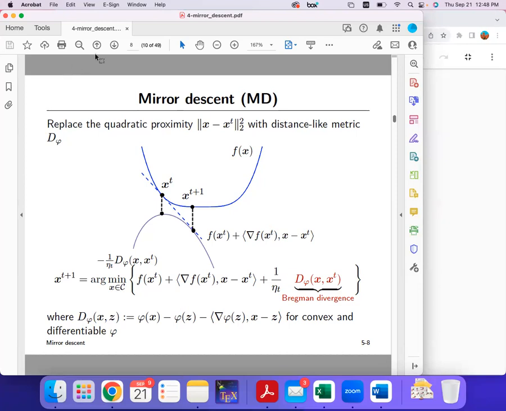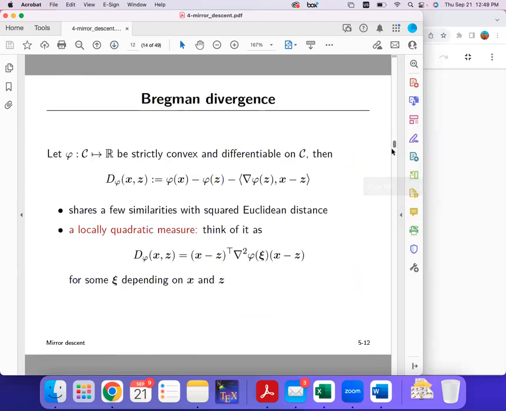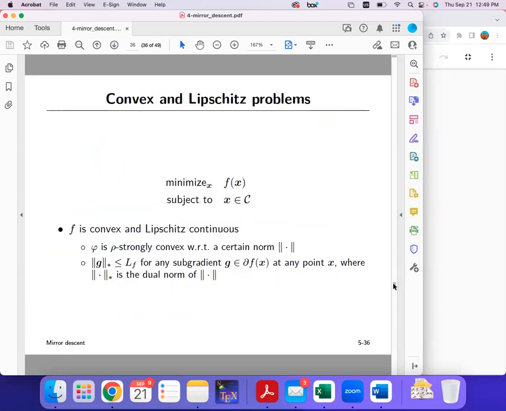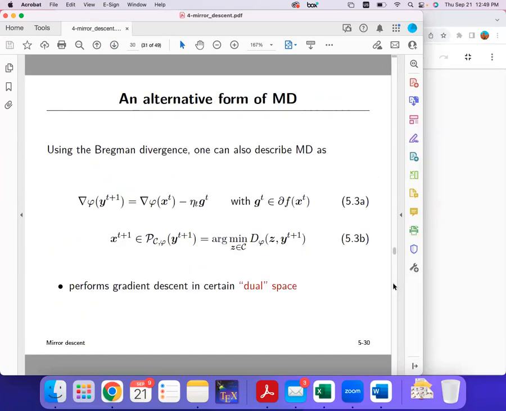Yeah, but it can be shown that it is equivalent to the following 2 steps. Well, the first step is sort of similar to a gradient or subgradient descent step, except that instead of operating on yt plus 1 and xt directly, we operate on their corresponding gradients. Okay.